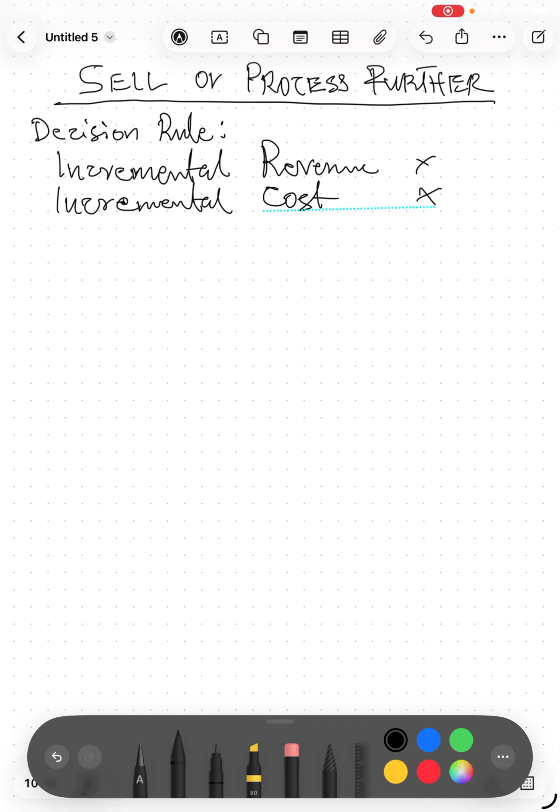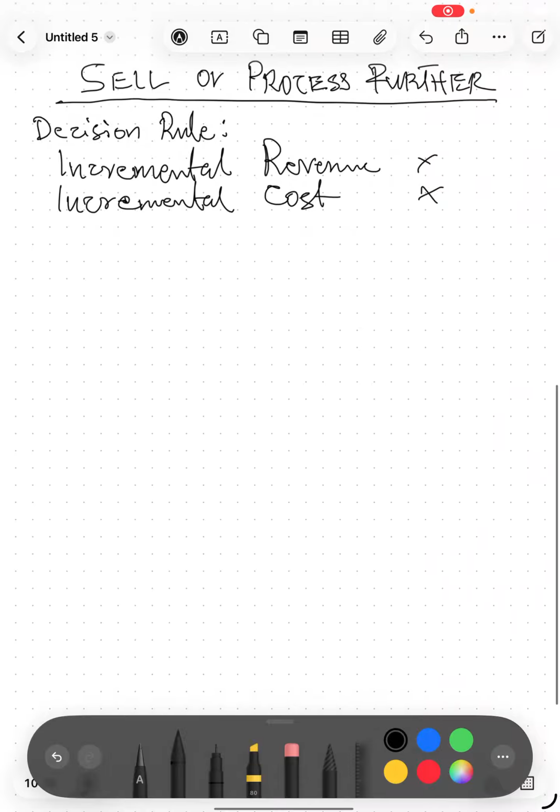We use the word incremental, meaning that if I sell at kerosene level after producing crude oil, and I go further to produce kerosene, let me use kerosene this time. So when you produce kerosene, you will have also a revenue. So let me just use a little illustration.